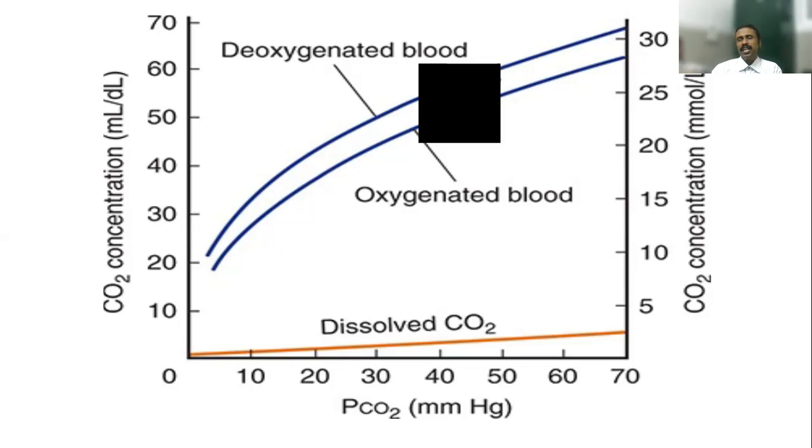The reason for these two curves is purely because of the Haldane effect, because of which the carbon dioxide carrying capacity of the venous blood, deoxygenated blood, is enhanced. So at a similar partial pressure, the venous blood would have a higher concentration of carbon dioxide as compared to oxygenated blood.